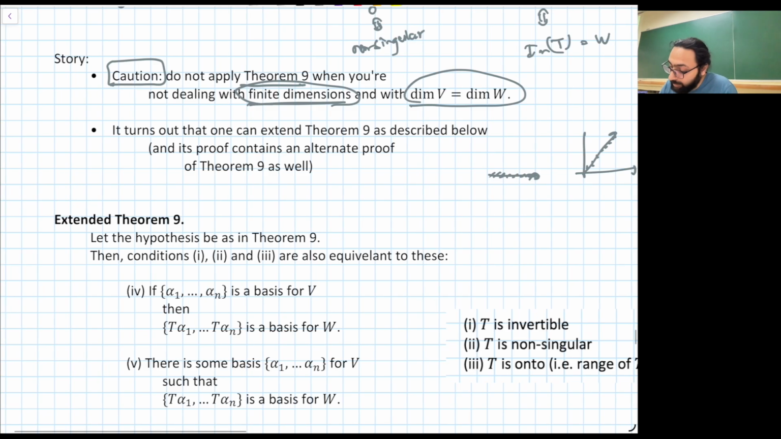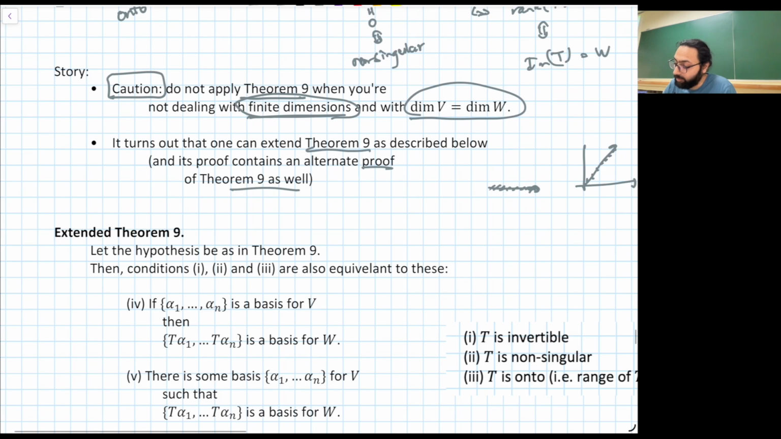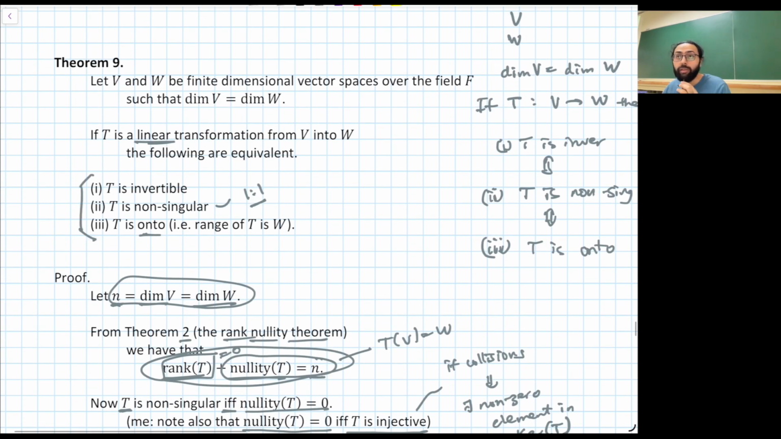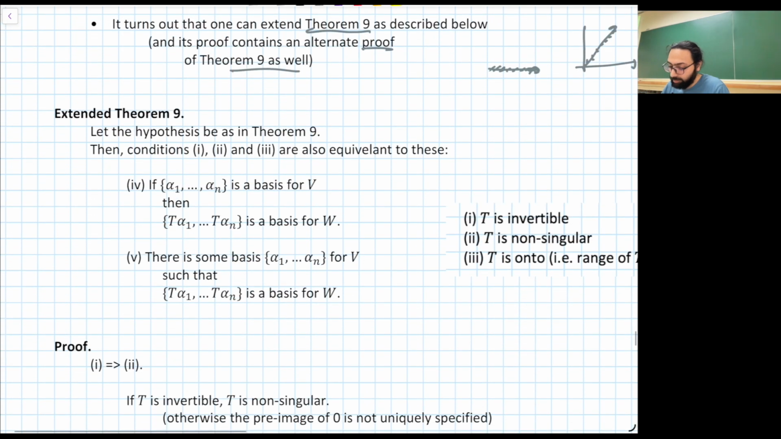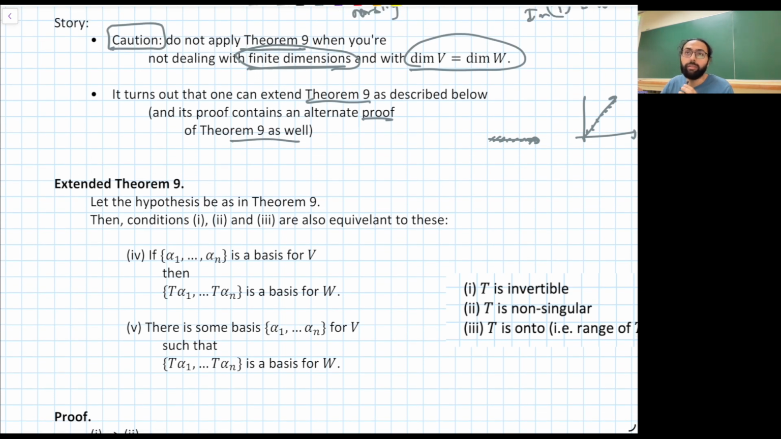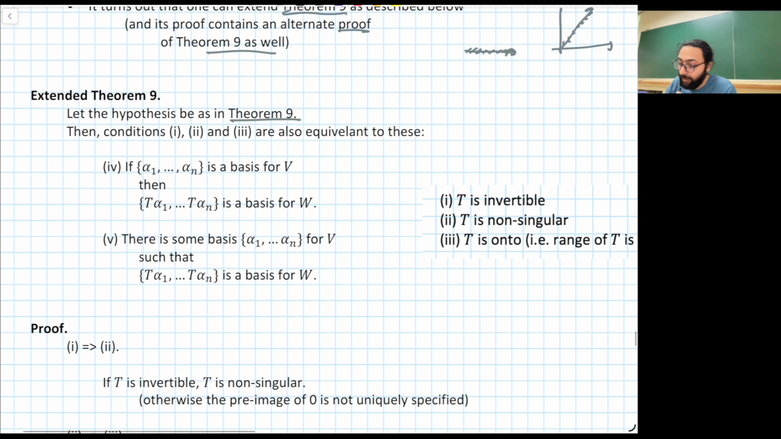All right. So it turns out that one can extend theorem 9 as described below, and its proof contains an alternative proof of theorem 9 as well. We're going to state an extended version of this theorem. Here we said that these three conditions are equivalent. Now we're going to state a few more things and say that they're all equivalent, and in the process, we will find another proof for theorem 9, different from what we just did. So let the hypothesis be exactly the same as it was in theorem 9, and then conditions 1, 2, and 3 are also equivalent to these.